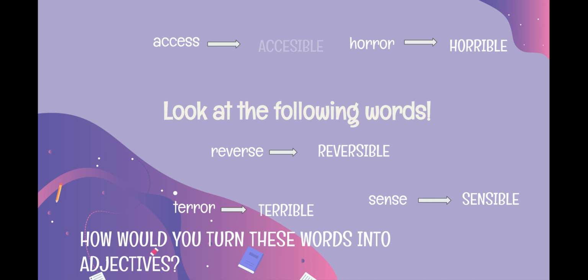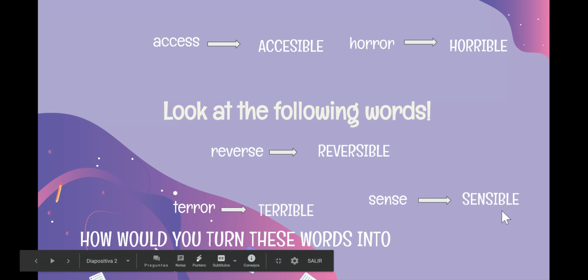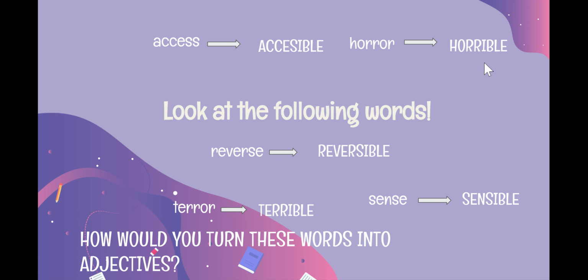And accessible. How do you call these things that we add at the end of each one of these words to turn them into adjectives? Well, these are suffixes. Suffixes are particles that we add to the root to turn the word into another category of word. In this case, we are turning all of these into adjectives.